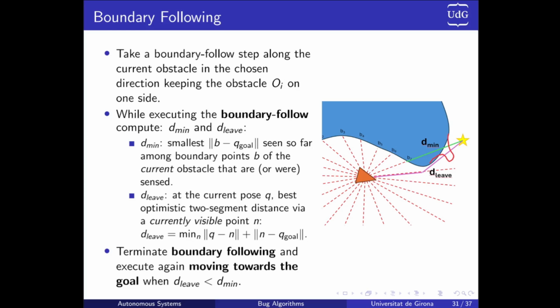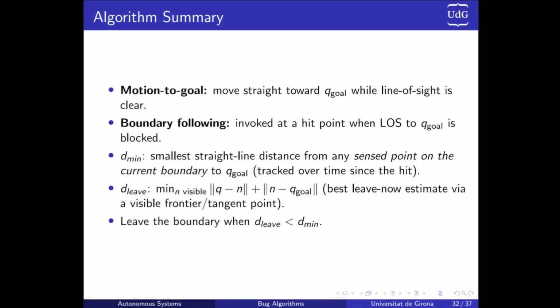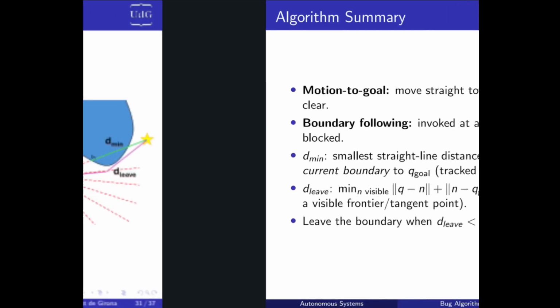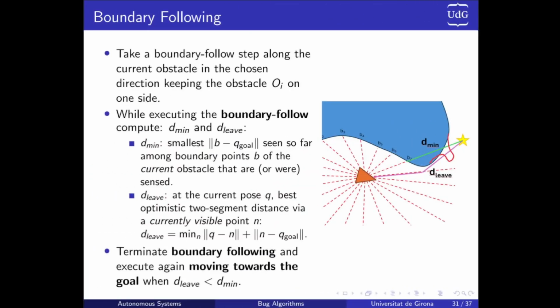It's not so easy to understand this one, but in the end... So curious, how was the visible point determined in the d-leave? Yes. Before the robot detects the visible point, I need to detect the parallel obstacle.